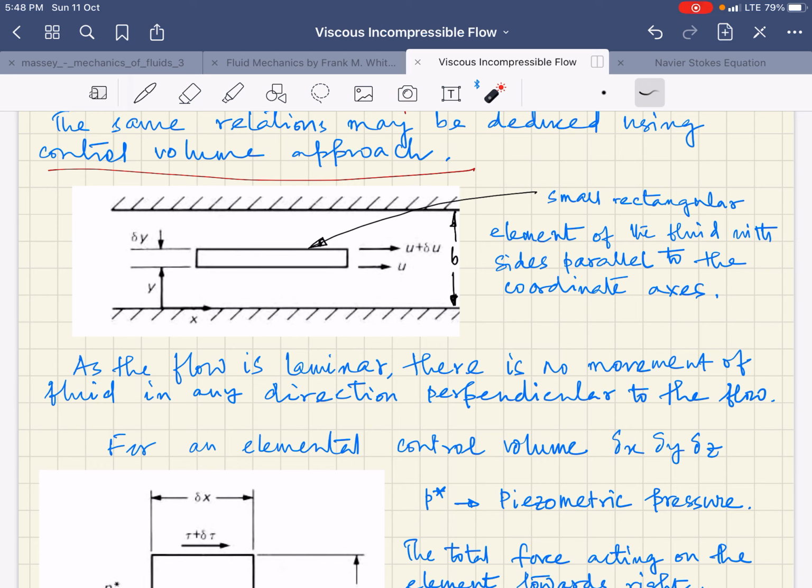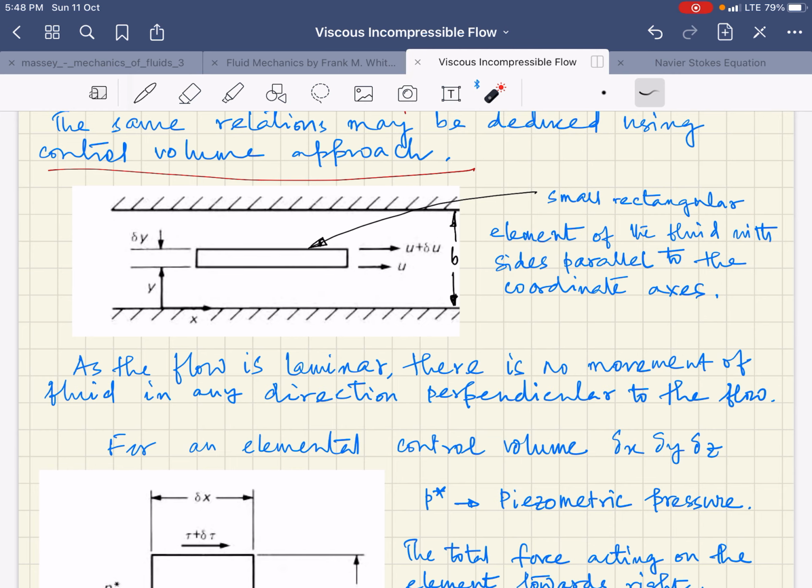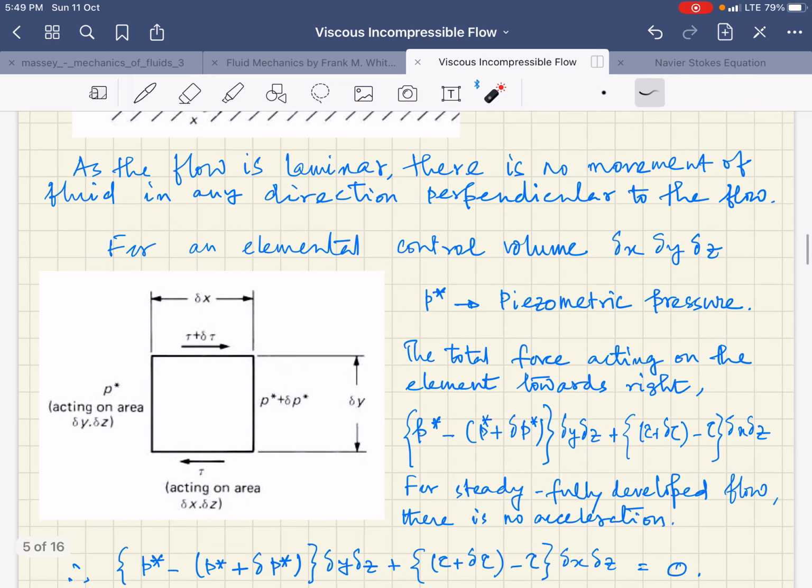Where actually a small rectangular element of the fluid with sides parallel to the coordinate axis has been considered, and that is basically delta y is the thickness which varies from 0 to b, and the velocity at the bottom part is u and the top part is u plus delta u. That is the gradient of velocity due to viscosity. You are having this kind of thing for a laminar flow. So there is no movement in the fluid in any direction perpendicular to the flow, and this is the approach where you can get the same thing.